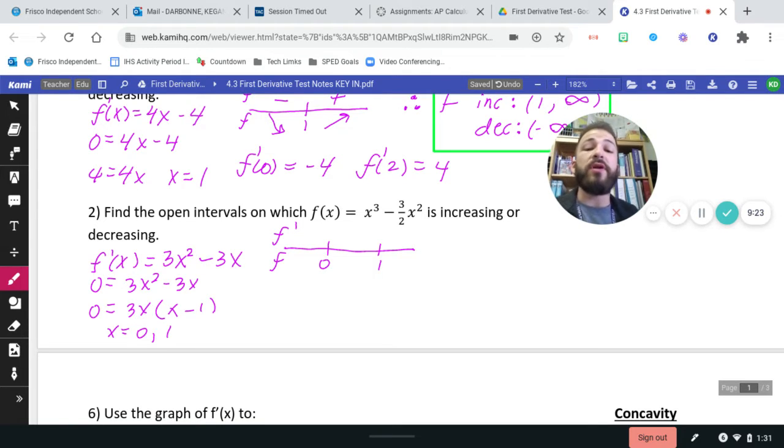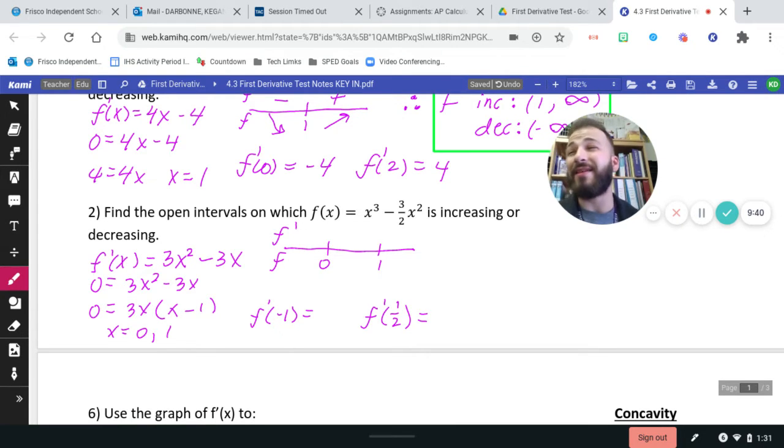So once again, I still want to know the signs of f prime to tell me about what's happening on f. So f prime of a value less than 0, we could do negative 1. F prime of a value in between 0 and 1.